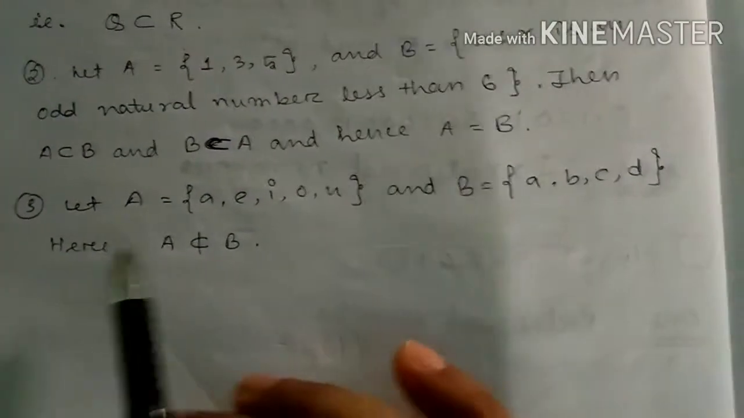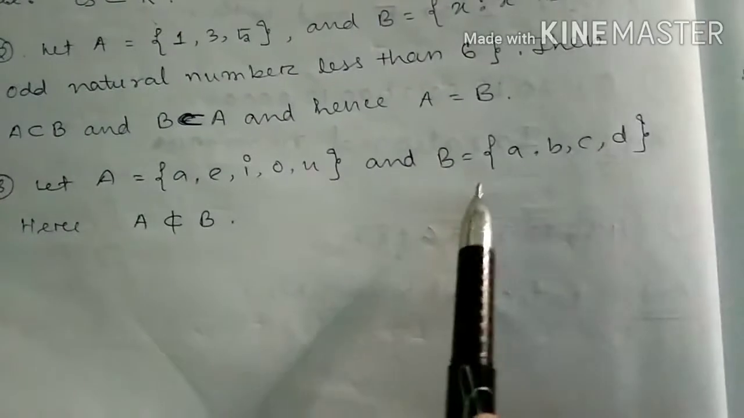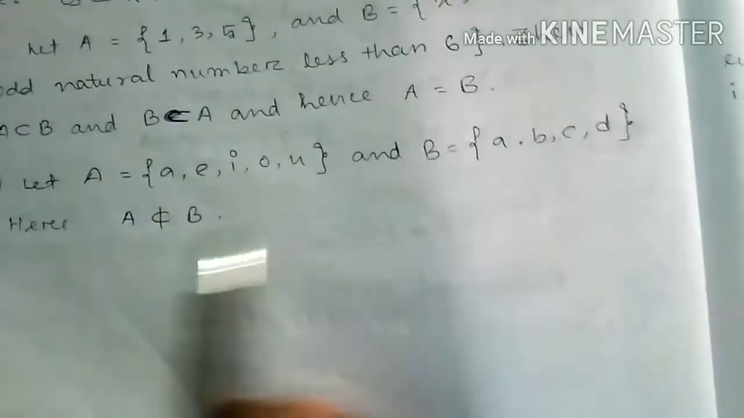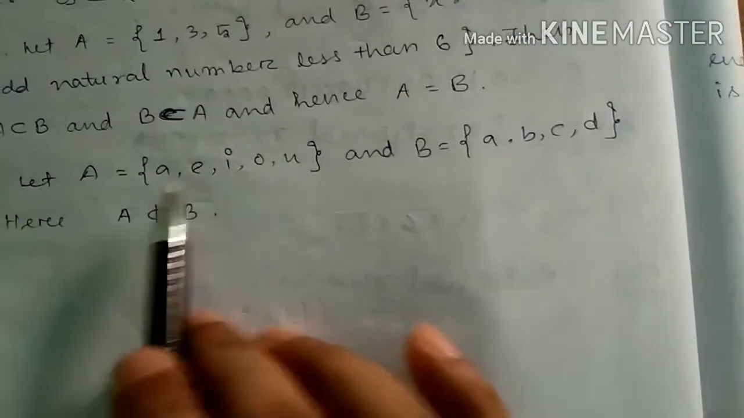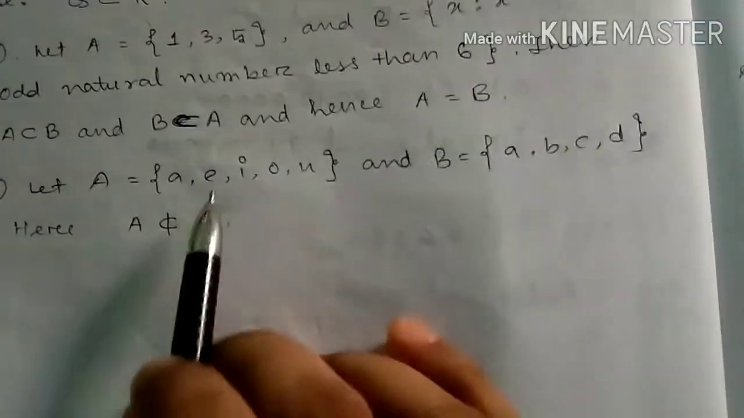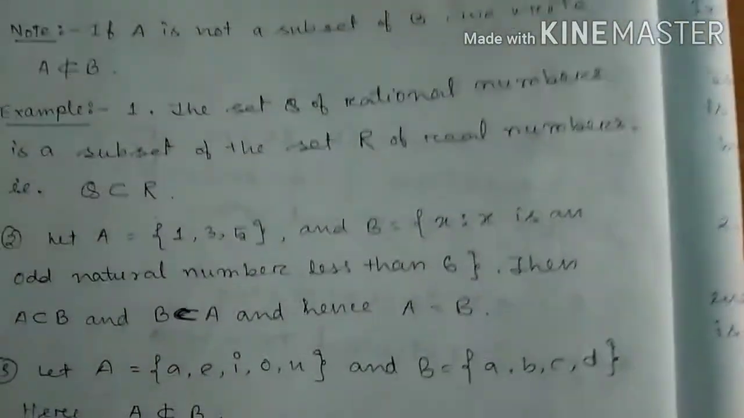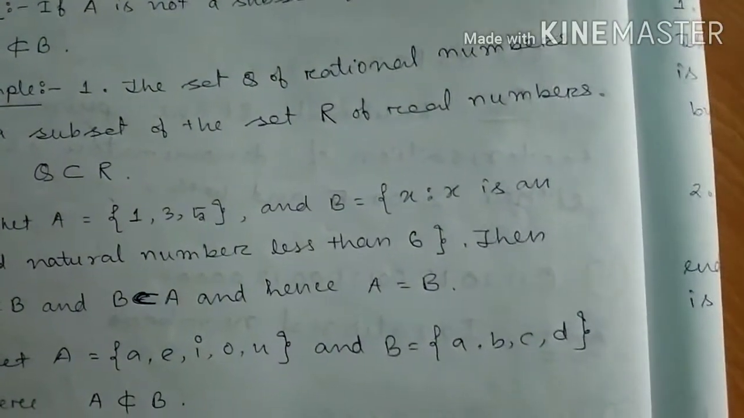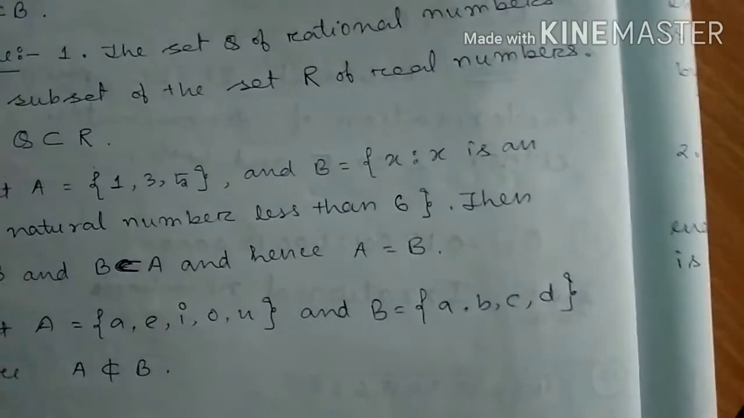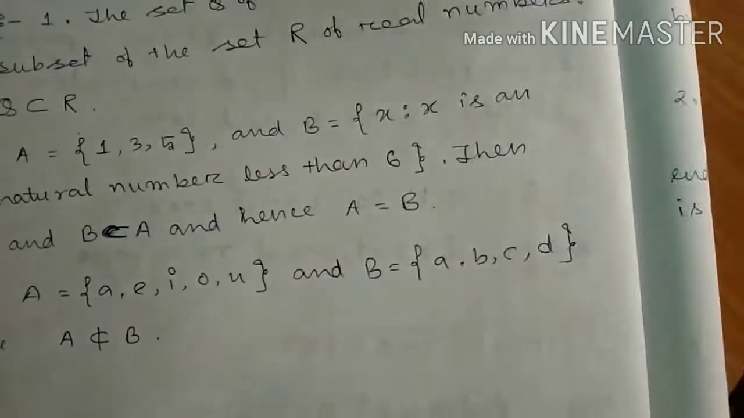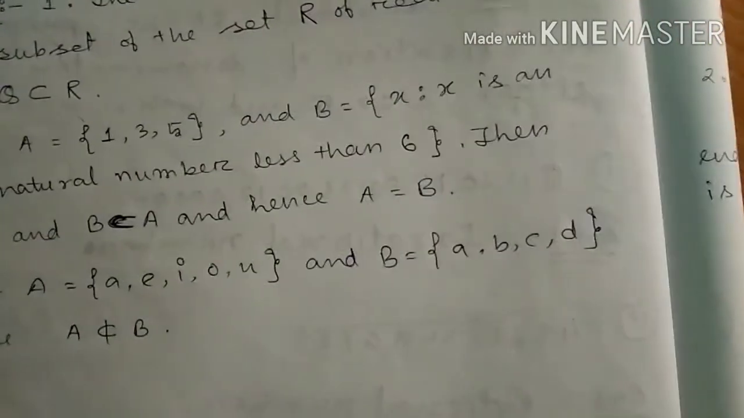Okay, so example number 3, you see. Let A equal to {a, e, i, o, u} and B equal to {a, b, c, d}. Now you see whether all the elements of A lie in B or not. In a, e, i, o, u, only a lies in set B, but e, i, o, u are not in set B. So therefore A is not a subset of B. Finally we can conclude that a set A is said to be a subset of another set B if all the elements of set A are contained in set B, then you can say A is a subset of B.